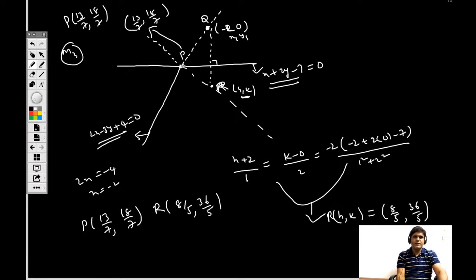And the question asks only for the slope. The slope of PR is the slope of the reflected ray. Therefore the slope is 36 by 5 minus 18 by 7 over 8 by 5 minus 13 by 7. You calculate this and you will get the slope as minus 18. This is method 3.